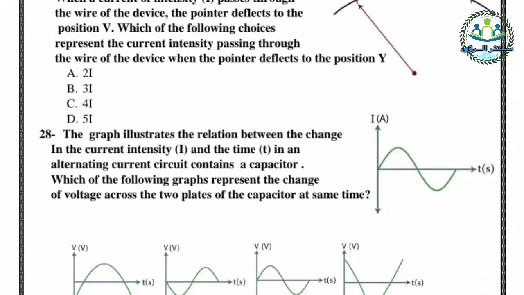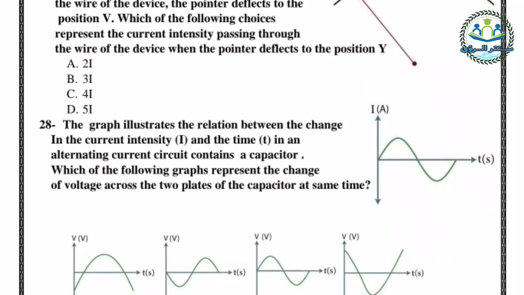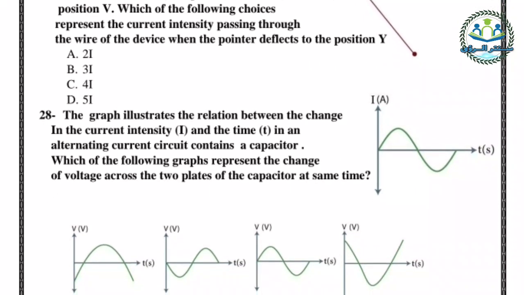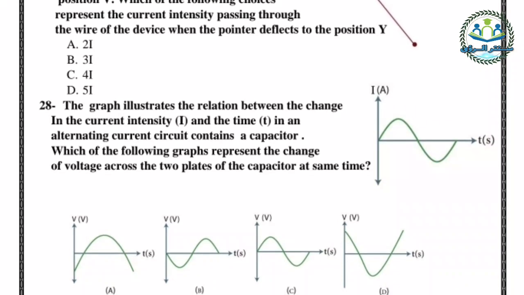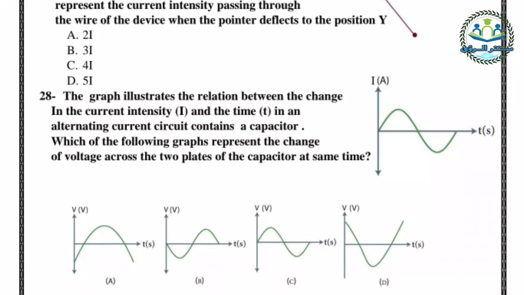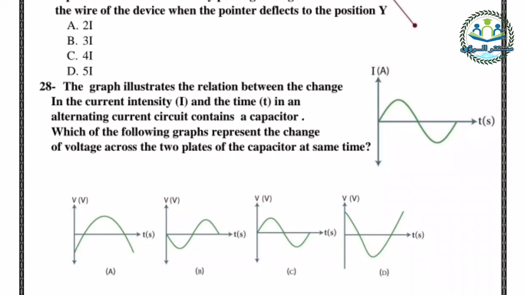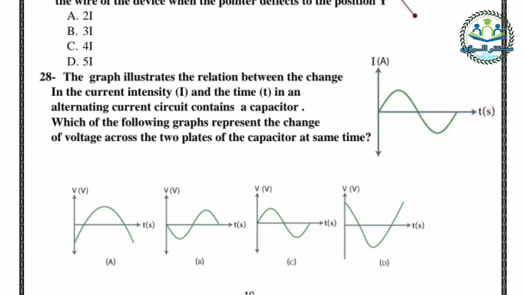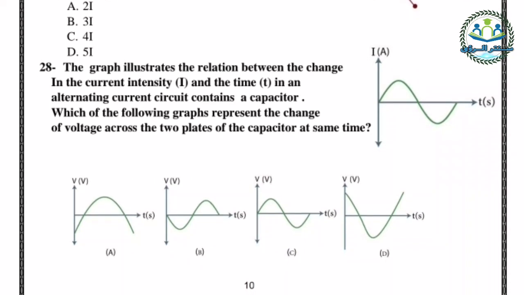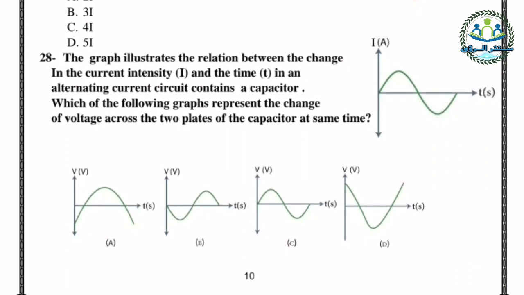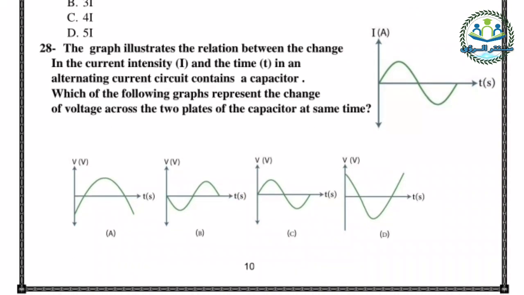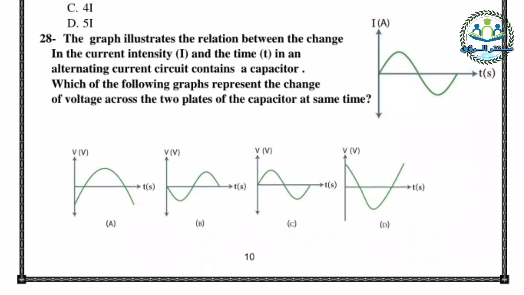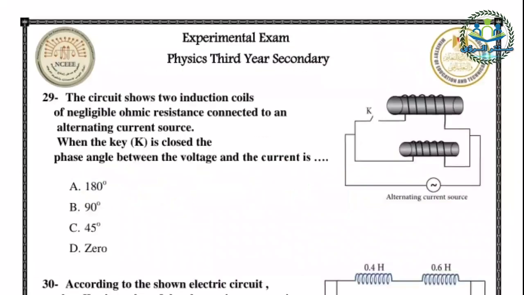28. The graph illustrates the relation between the change in the current intensity I and the time t in an alternating current circuit that contains a capacitor. Which of the following graphs represents the change of voltage across the two plates of the capacitor at the same time?